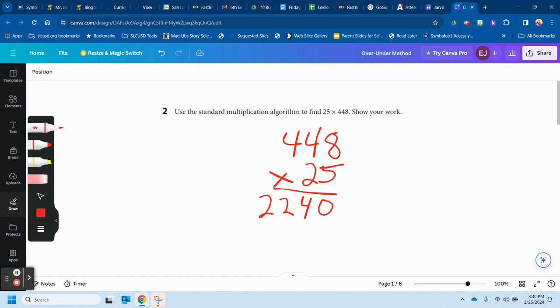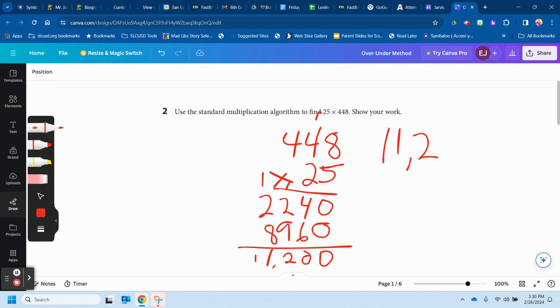And now I'm multiplying 20 times 448. So that's going to end in a 0. I already know 2 times 8 is 16. 2 times 4 is 8 plus 1 more is 9. 2 times 4 is 8. And just add it all together. And we should get 11,200 if I did that right. So just add the two partial products to get your answer, 11,200.